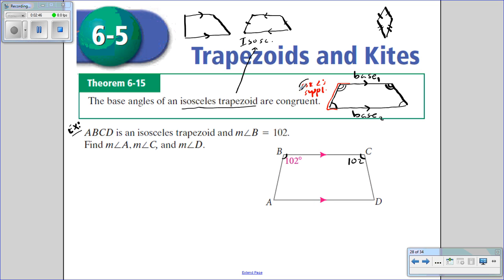Now let's talk about those same side interior angles. Angle B and angle A are going to add up to 180 degrees. So to get angle A, I'm going to subtract 102 from 180. That's going to give me 78 degrees. That's the measure of angle A. Now angle A is the same as angle D. Those are base angles attached to the bottom base. So I know angle D is also 78.